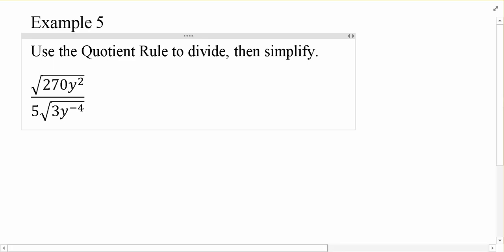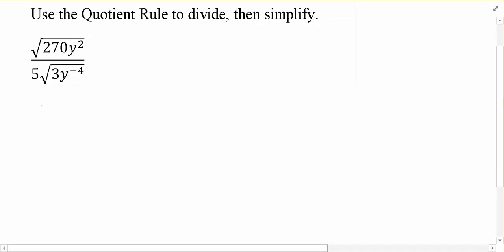So our first step here is use the quotient rule. The quotient rule is the rule that says we can write this as one big radical. Now keep in mind that the 5 that's outside the radical is just going to stay there. It's in the bottom, so we're going to write it as 1/5. But we're going to write one big old fraction of 270 y squared over 3 y to the negative 4.